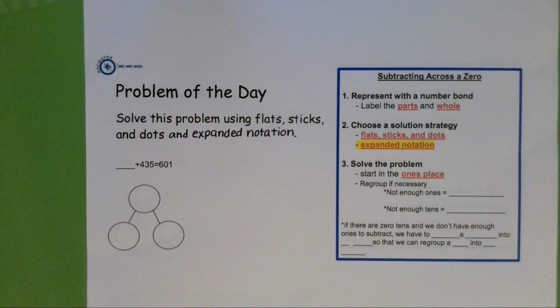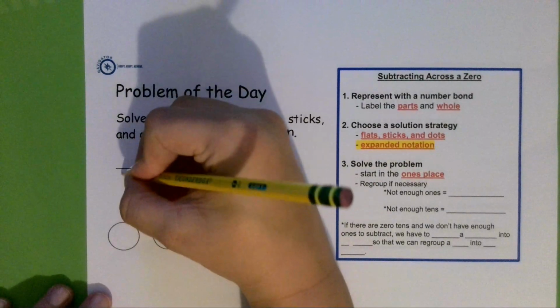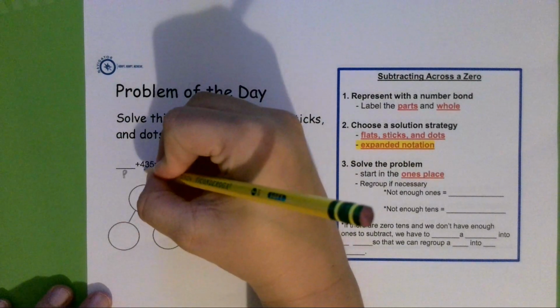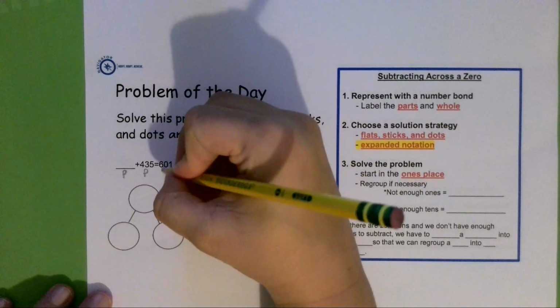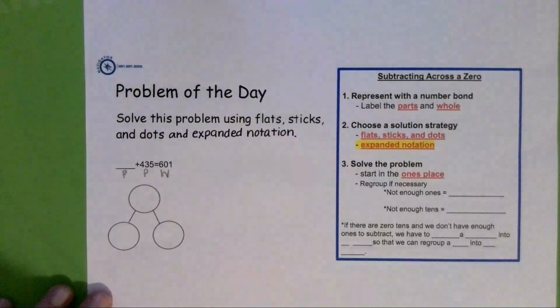Let's solve together. How can I label the parts and whole in this number sentence? Say it out loud. I bet you said we should label the blank or the missing number as a part and 435 as a part. That means 601 is our whole because we're putting the parts together to find the whole.